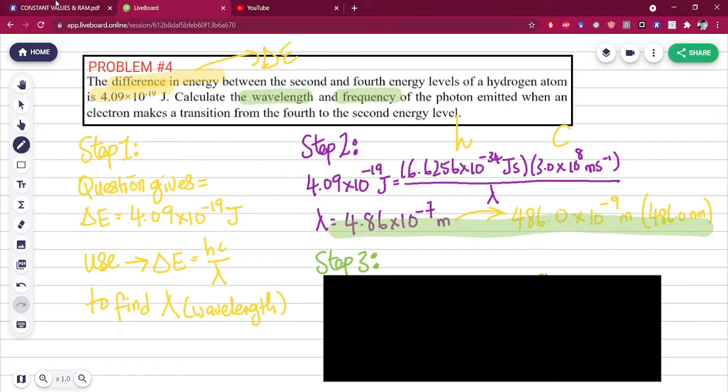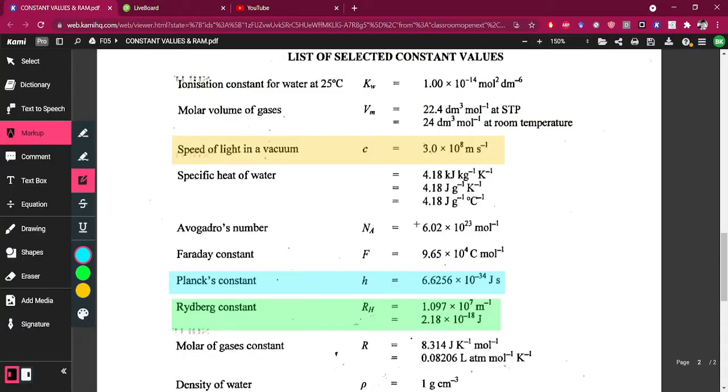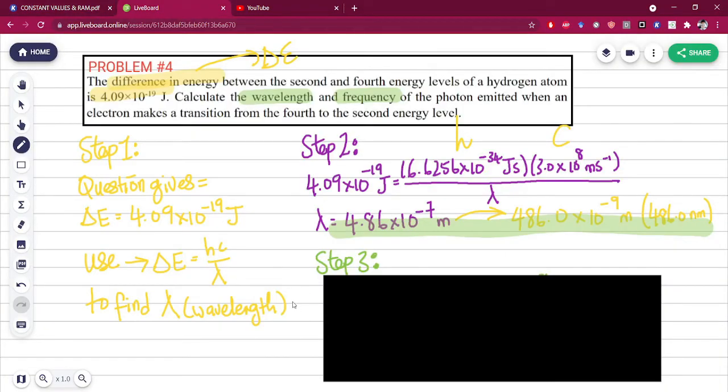Again, where do you get those values from? From this table over here that will be given to you in exams. So the Planck's constant is 6.6256 times 10 to the power of negative 34 joule per second. That is the only number that you're going to be using for Planck's constant, so I don't think it's going to be that difficult to remember. And simple mathematics will move this to the other side and this number over to this side for you to get 4.86 times 10 to the power of negative 7 meter.